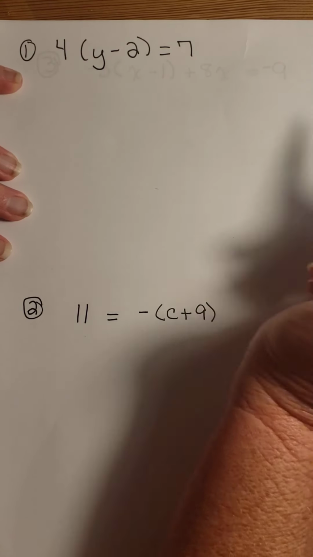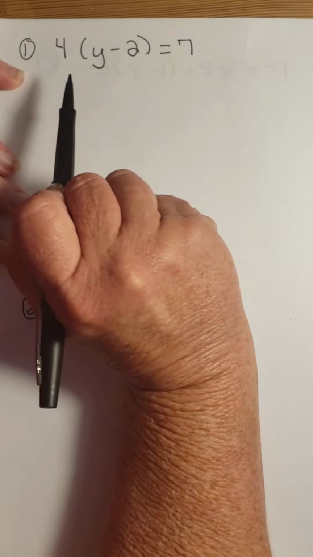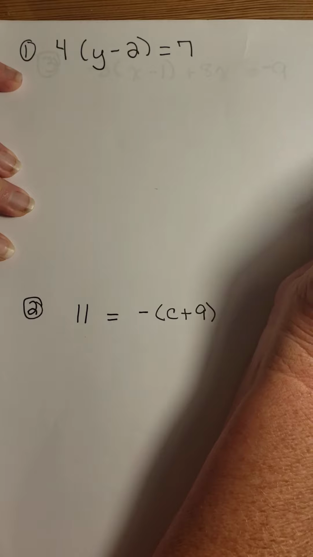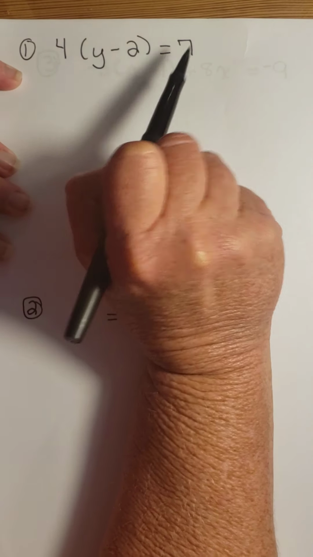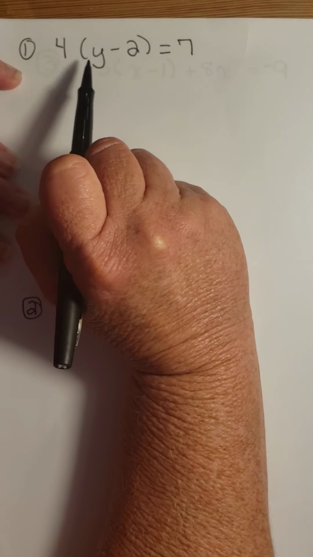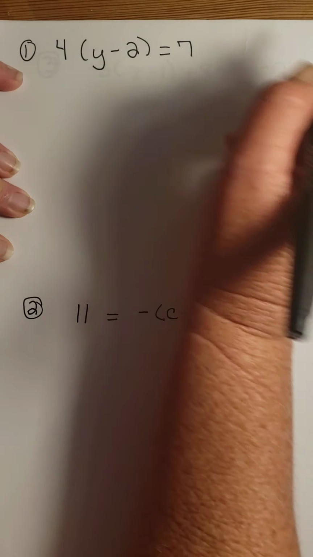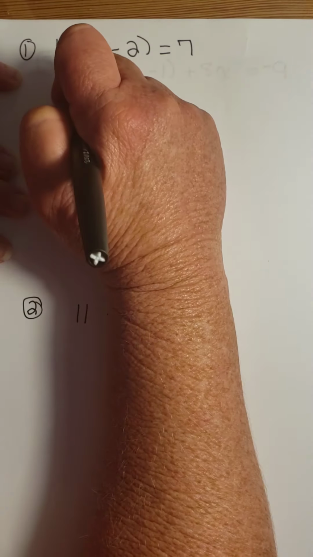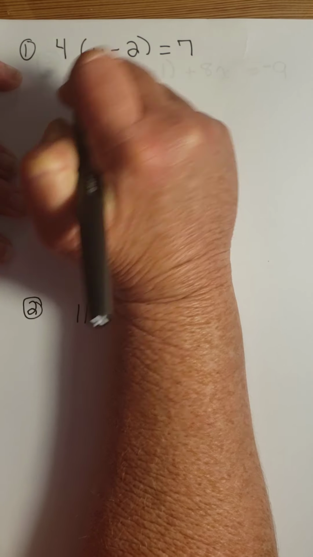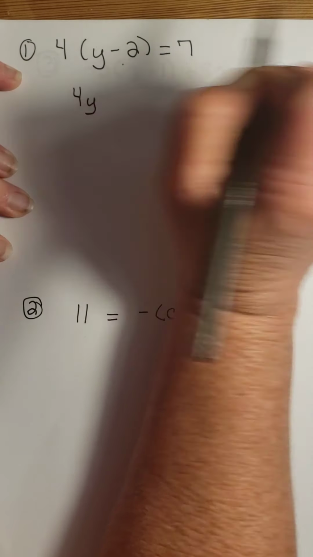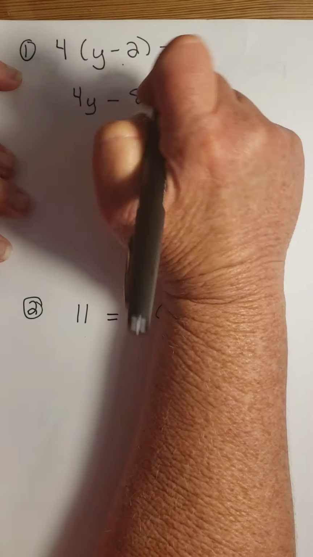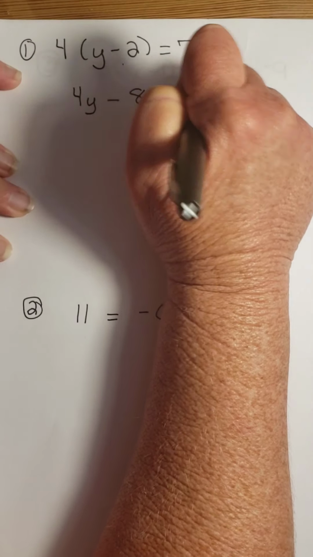So for example number 1, we have 4 times the quantity y minus 2 equals 7. The first thing I want to do would be to distribute the 4 into our parentheses and get 4 times y, which would be 4y, and then 4 times negative 2, which gives us negative 8, equals 7.